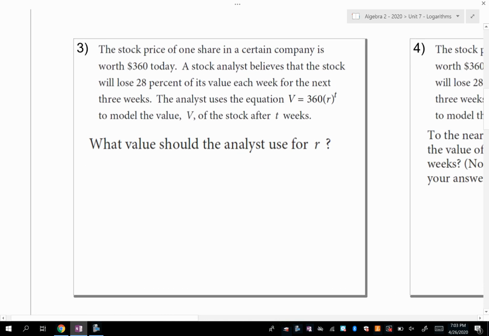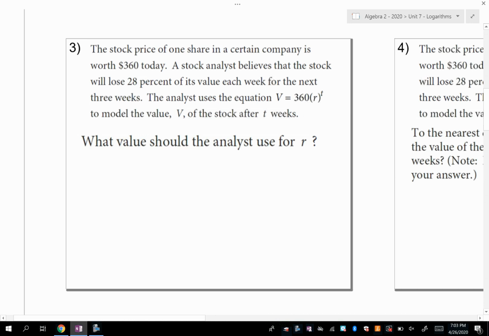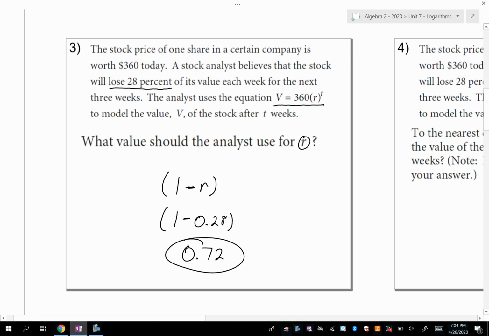Now, numbers 3 and 4 are from the same problem, just asking two different questions. This analyst is using this equation to model the value of a stock after T weeks. It asks, what is the value for R? Again, that R in the parentheses we've been using is 1 plus or minus the rate. This one is going to be subtraction, because it says we'll lose 28% of its value each week for the next 3 weeks. Because it says lose, that means it's going down, so we're going to use subtraction. So I'm going to do 1 minus that rate of 28%, and when you subtract that, you get 0.72. So this is the answer for R.